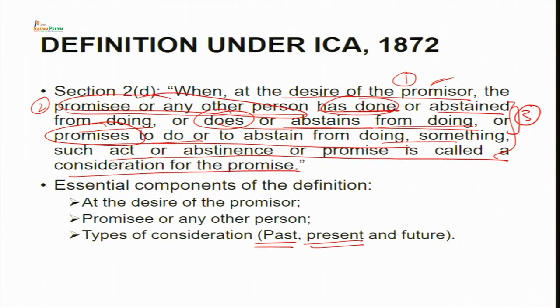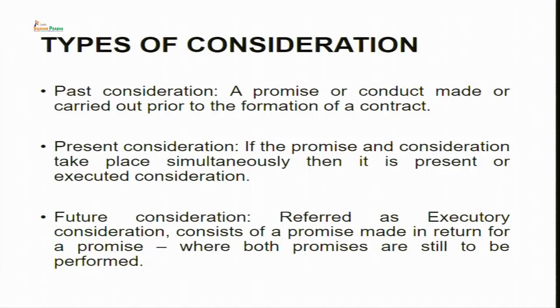Third is promises to do or to abstain from doing something. Now, promises to do means you are promising that you will be acting in a particular manner in future. That's why it is the third type of consideration which we were referring to. So that is future consideration, right? I have tried to elaborate these three types of consideration. We'll discuss them along with examples also.